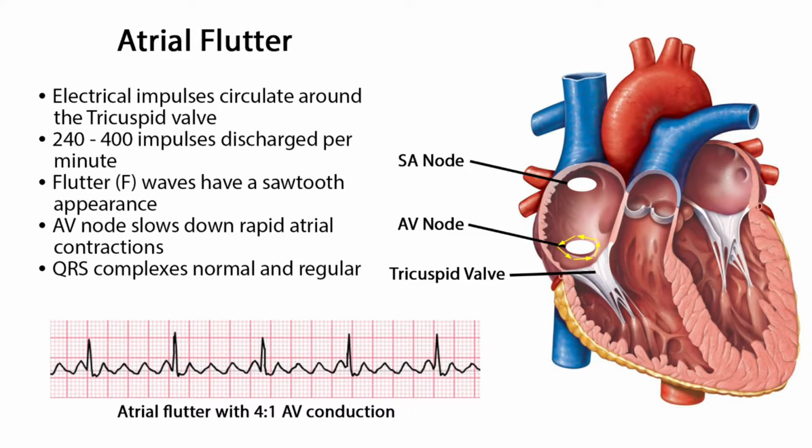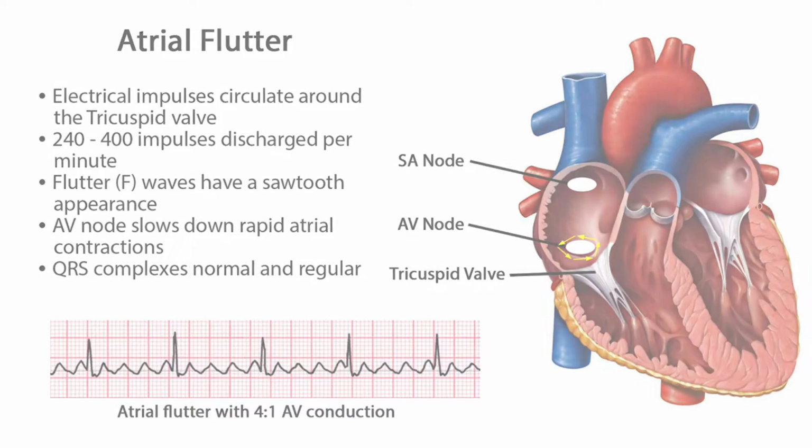Atrial flutter usually indicates underlying disease and may show symptoms of palpitations, shortness of breath, anxiety, or weakness. Now we'll use the 5-step approach to evaluate atrial flutter.